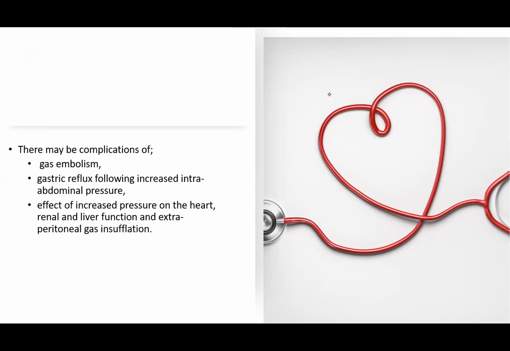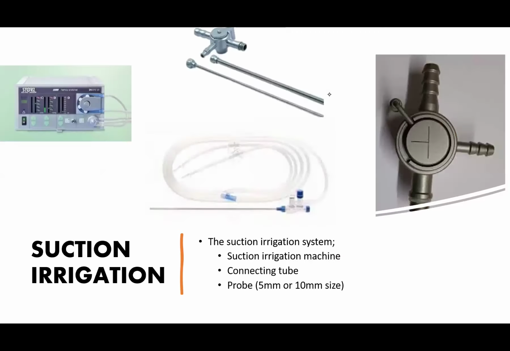So, other complications include the effect of increased pressure on the heart, renal and liver function, and extraperitoneal gas insufflation. You should know that sometimes if these ports are not in the peritoneal cavity, but are placed in the subcutaneous space, and you start delivering gas, you get widespread subcutaneous emphysema. So you have to be very careful, because that could be very dangerous: you place the ports, it's not in the peritoneal cavity yet, and you start insufflating gas. You bloat the patient with subcutaneous emphysema. Okay, these are some of the complications associated with carbon dioxide insufflation.